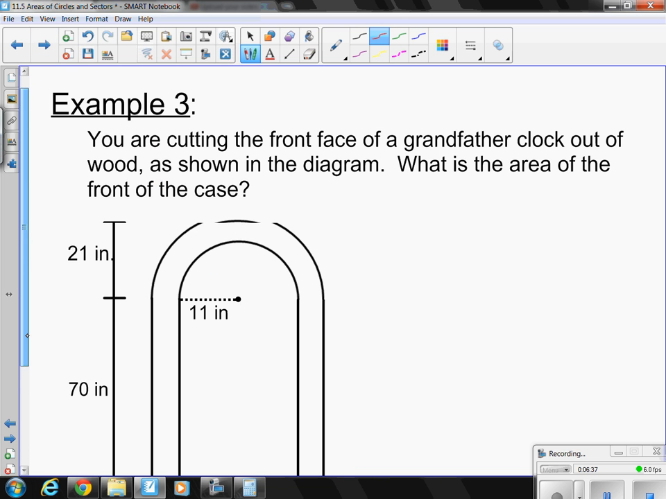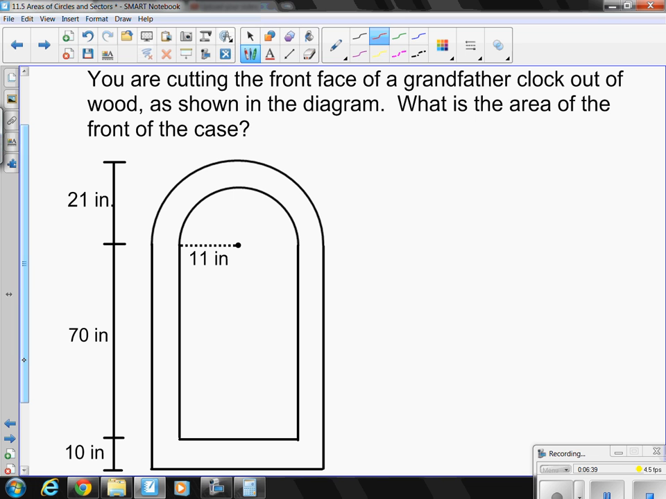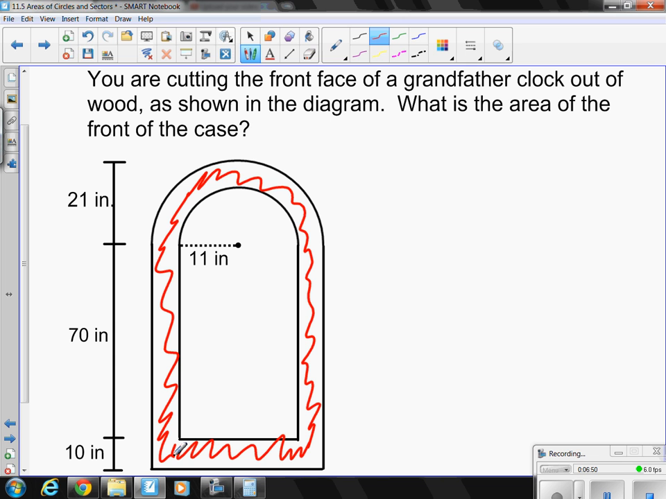All right, so this problem, you're cutting the front face of a grandfather clock. We want to know basically how much wood is going to be exposed. What is the area of that irregular shape? So we got to break it into shapes that we know. So I might first find the area of all this.